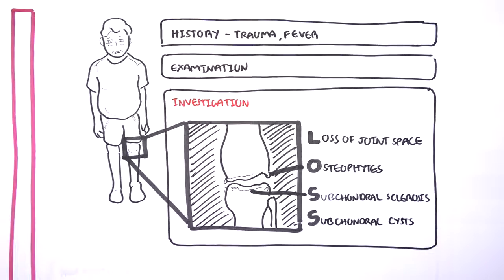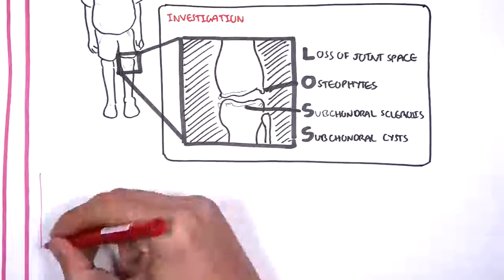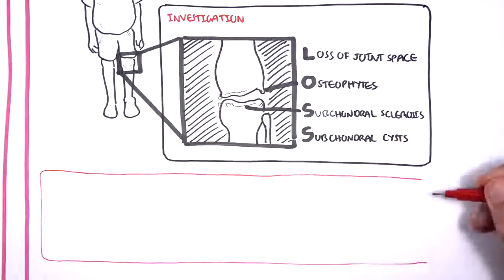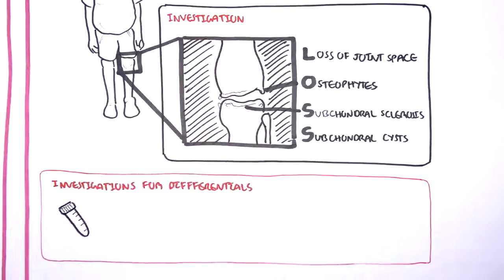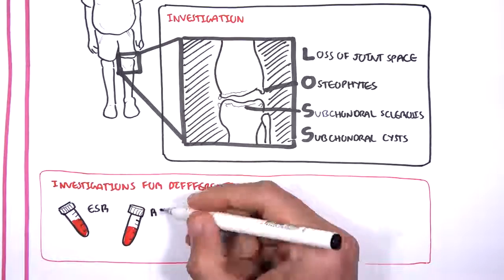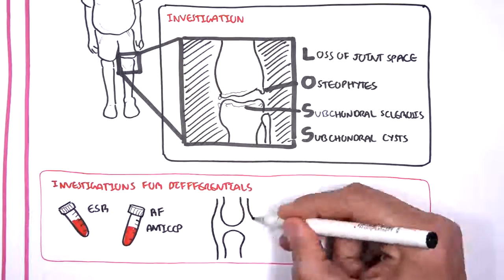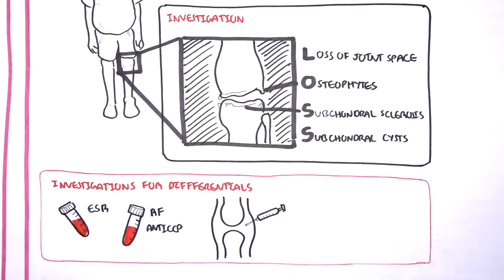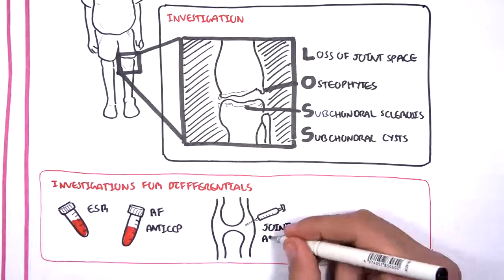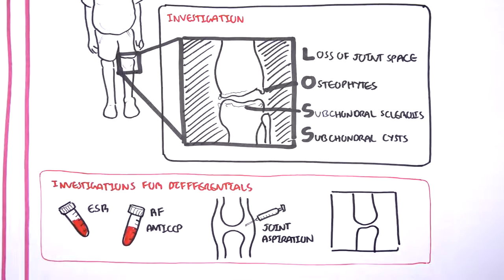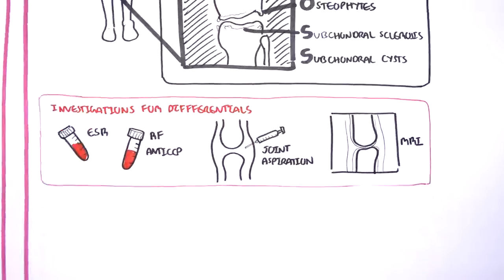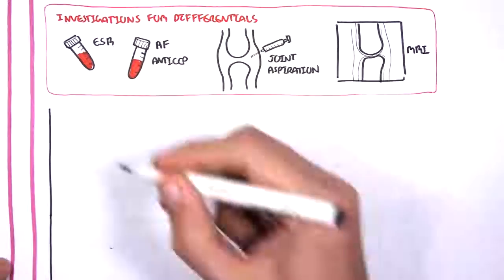Another investigation that can be performed is to help exclude differential diagnosis and look at the severity of osteoarthritis. And this includes looking at ESR, rheumatoid factor, and anti-CCP. Joint aspiration can also be performed, and we talked about it earlier. An MRI is very good for looking at soft tissue involvement. But remember, X-ray is better initially.